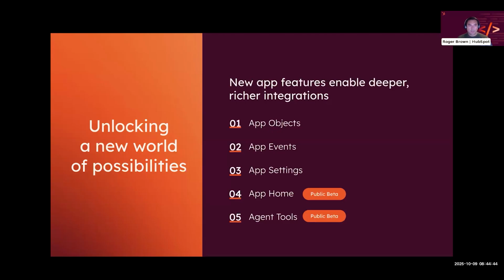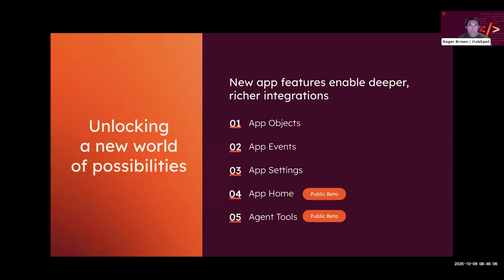Then we have 2 beta products that are also launching that you can also use. App homes give you a front door to create full web app-like experiences directly inside HubSpot. And agent tools unlock AI-powered actions so your apps can work with HubSpot AI agents, not just alongside them.